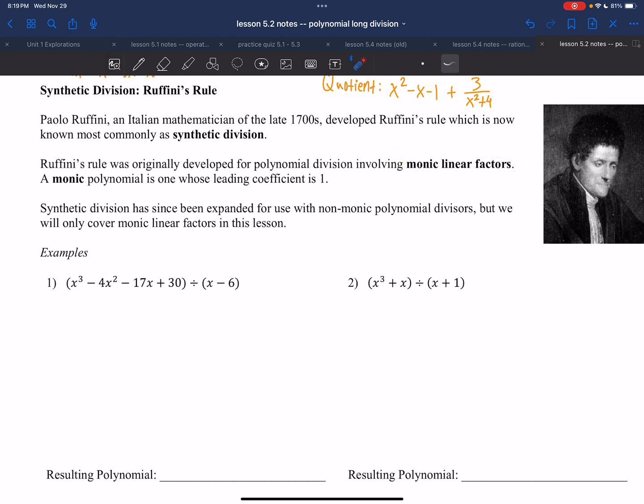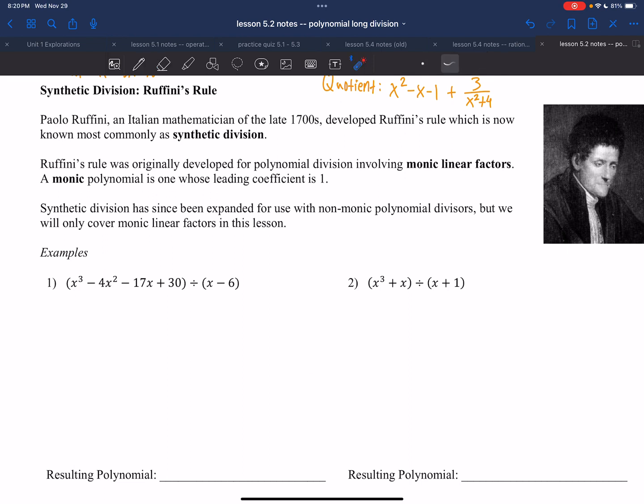Now, you know what linear means. You know what factor means. Monic is a new word, but all monic means is a polynomial with a leading coefficient of 1. So example, x plus 7 is a monic linear term, right? X minus 3 is monic linear. X squared plus 1 is monic, but not linear. It's not linear because of that exponent. 3x plus 1 is linear, but not monic because the leading coefficient is 3. Okay?